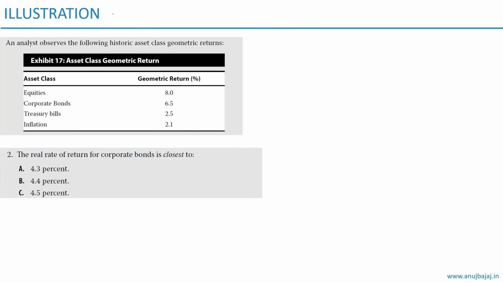Question number 2. Compute the real rate of return for the corporate bonds. Just like we calculated it for the equities, in the similar way we can calculate it for the corporate bonds. And the answer will be 4.3%.